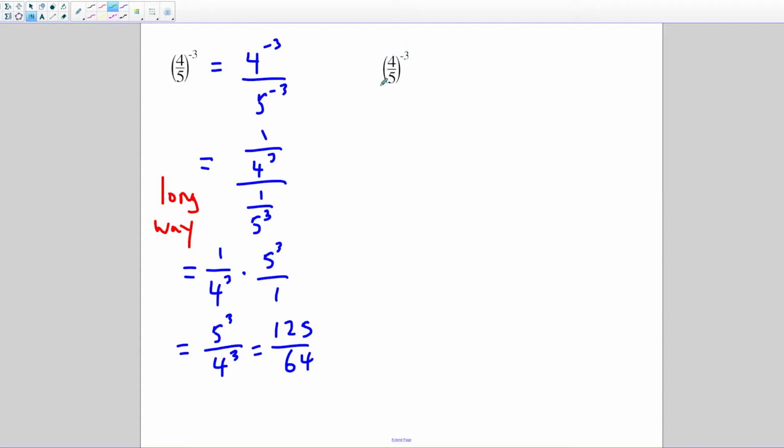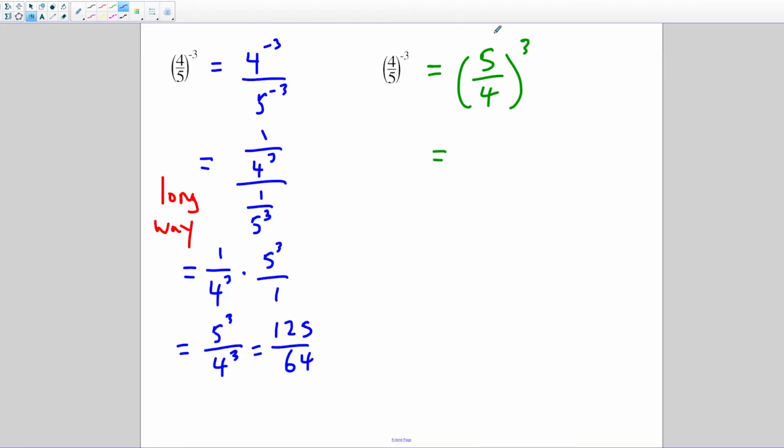So if we know that we're dealing with some sort of fraction inside of the brackets and we have a negative exponent on the outside, all I'm going to do is flip my numerator and my denominator. I'm going to take that negative and turn it into a positive. Now, before I explain why you're allowed to do that, let's go ahead and finish the question.